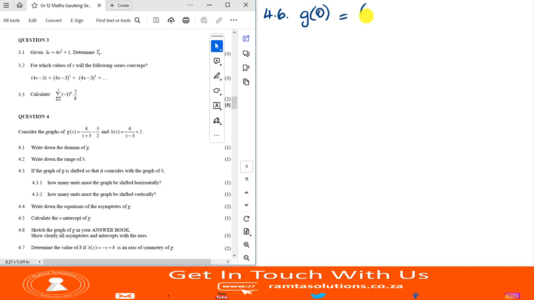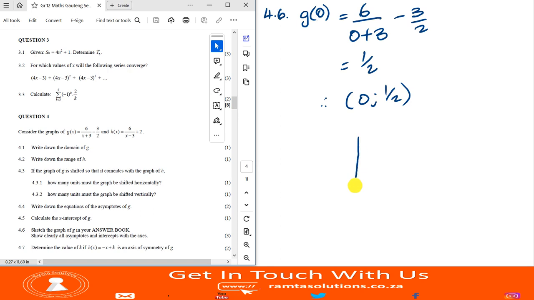So that means 6 over 0 plus 3 minus 3 over 2. You guys have calculators, so from your calculator, the value that you are getting will be 2 minus 3 over 2. Probably it's half. Yes, so your y-intercept is half. So it's 0 and half. Right, perfect. So now we can draw our hyperbola.